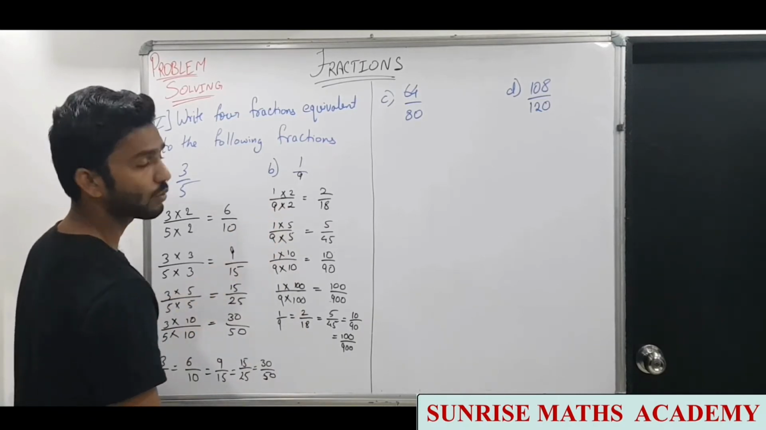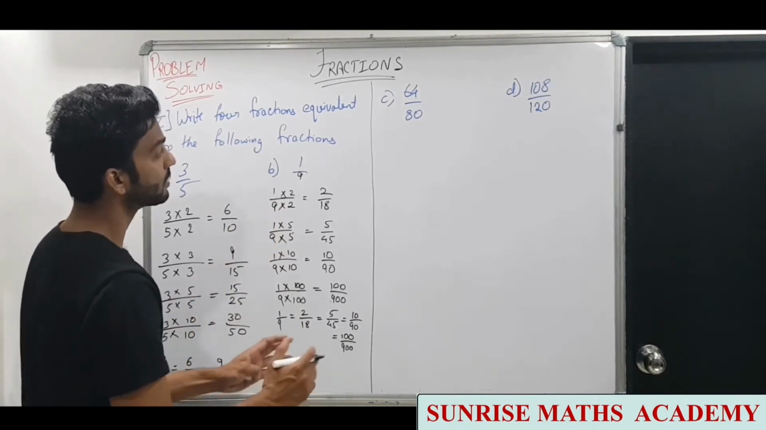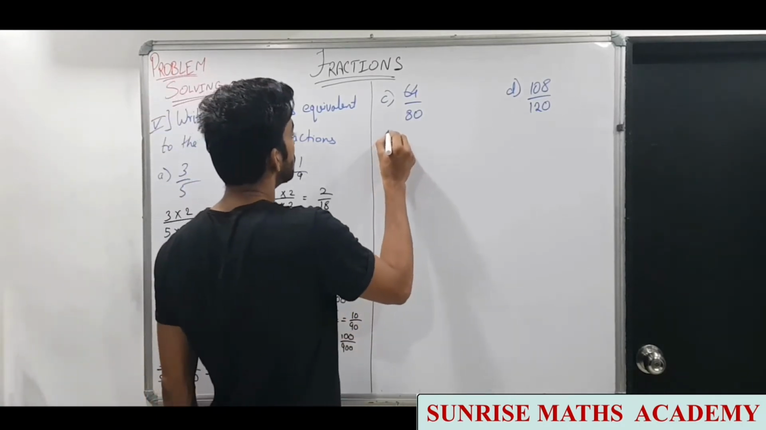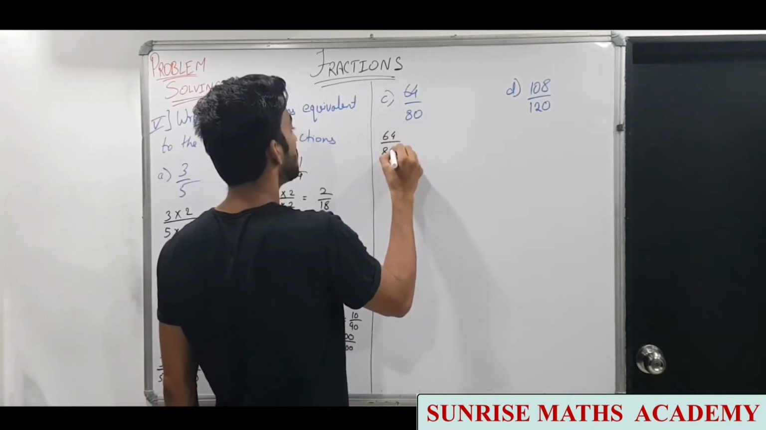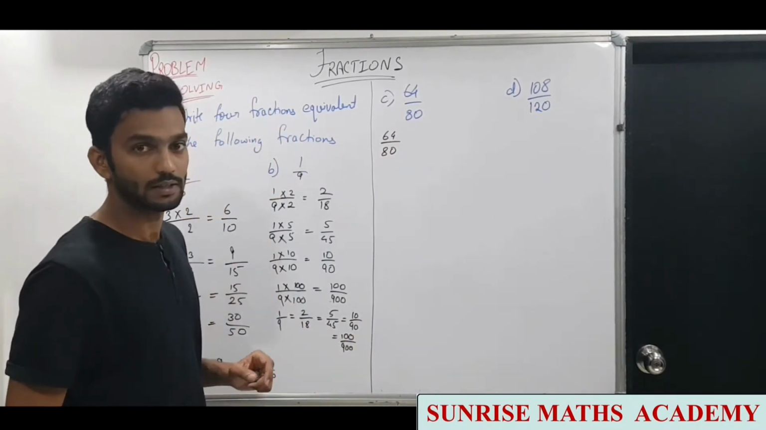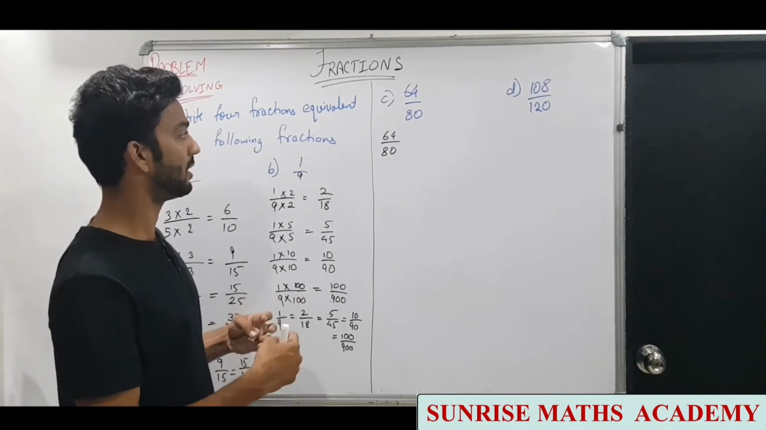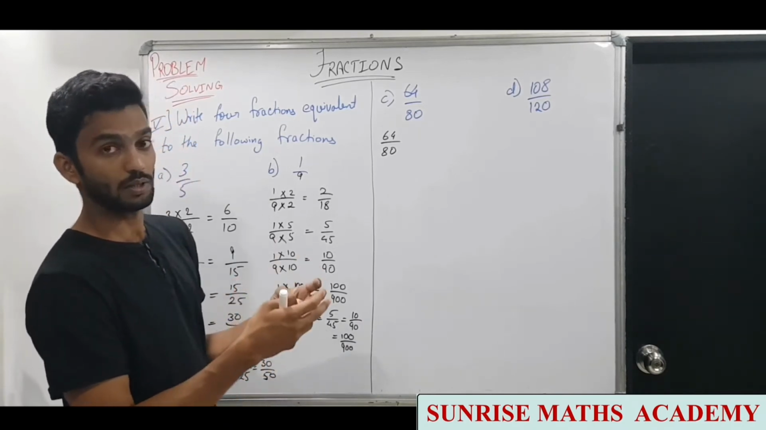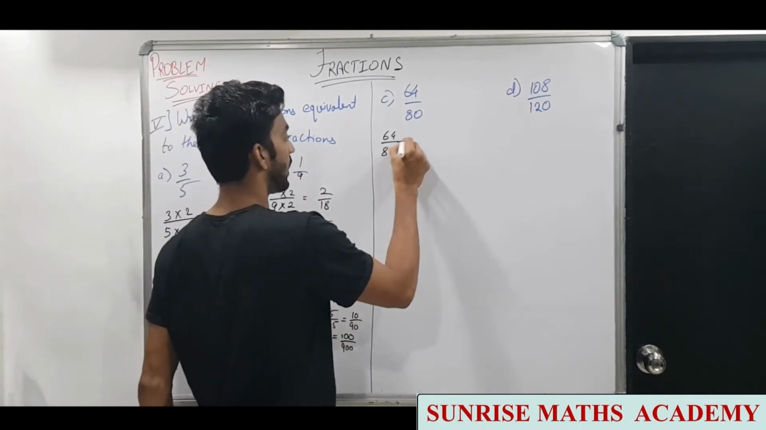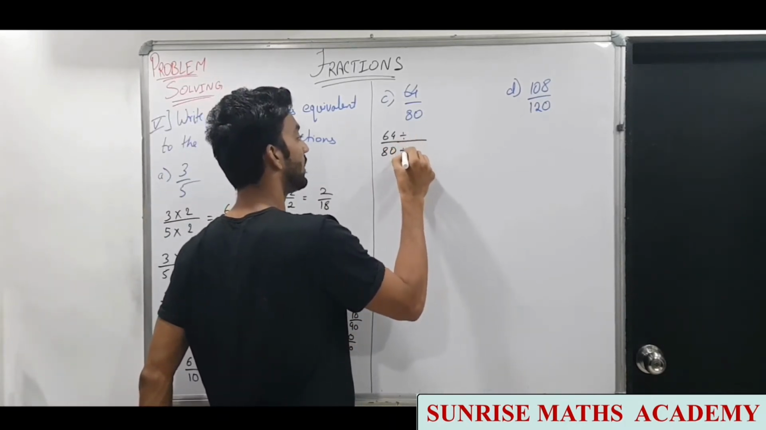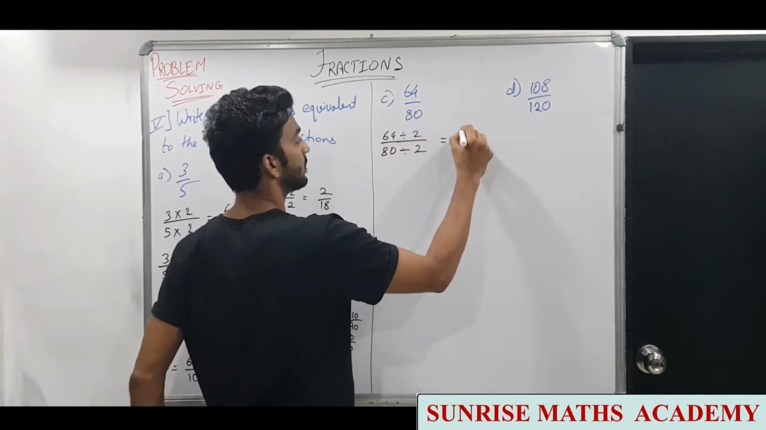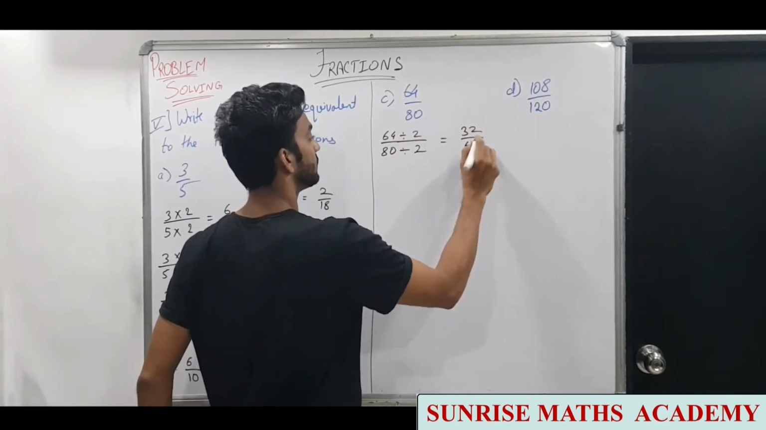Next, 64 upon 80. Now here the numbers are big and 64 upon 80 is not in the simplest form. So we can divide instead of multiplying, because if you multiply, the multiplication will be difficult because big numbers are there. So what we'll do is we'll divide them. We can divide these numbers by 2. So we get 32 upon 40.